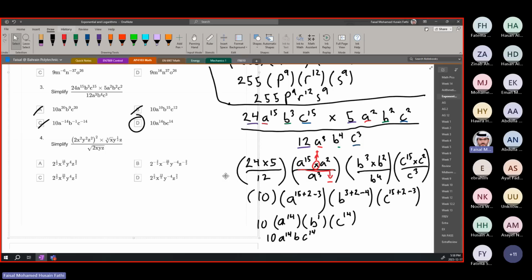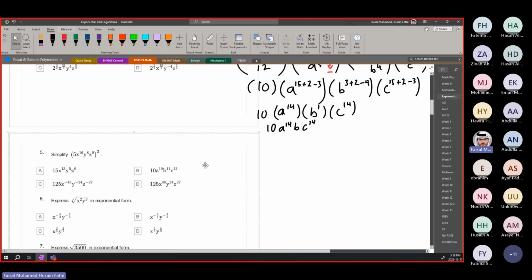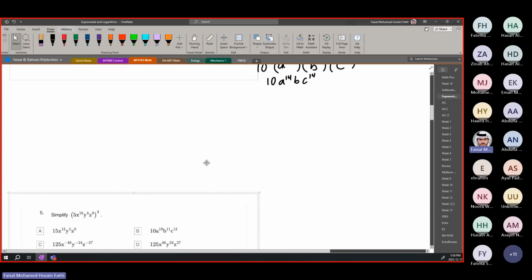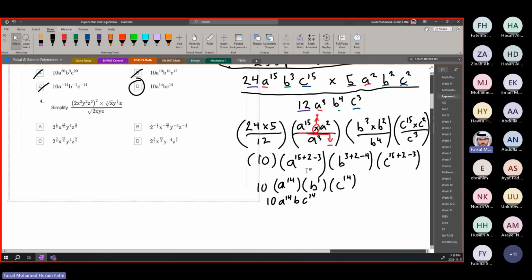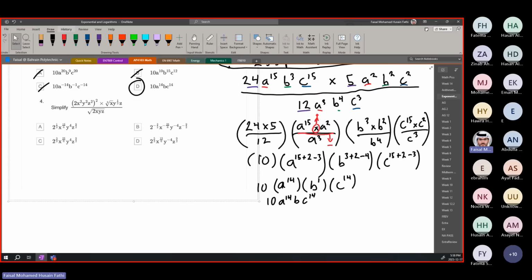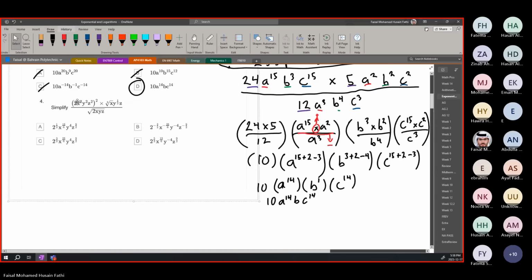Hamid, inshallah, it will become clearer now when I'm doing part 4. I'm going to do it slowly again. I'm not going to go too quickly. I'm going to explain it concept by concept, one by one. I want all of you to understand it, okay? So, for question 4, for simplifying this.